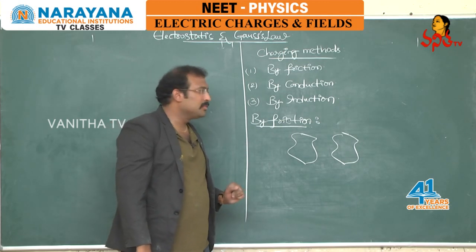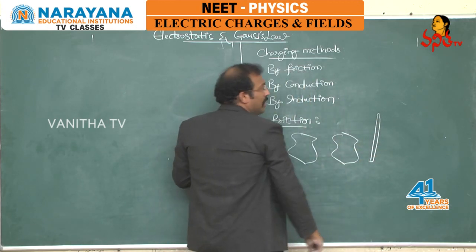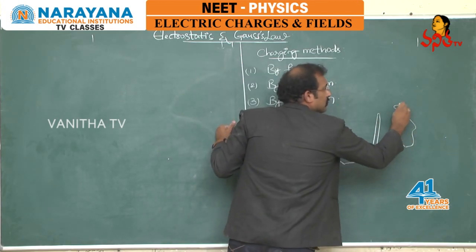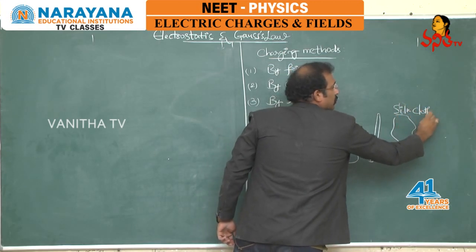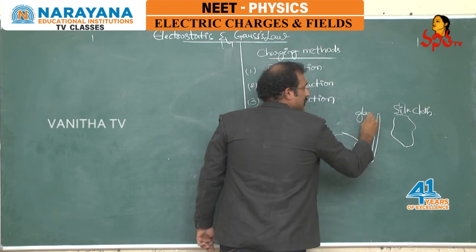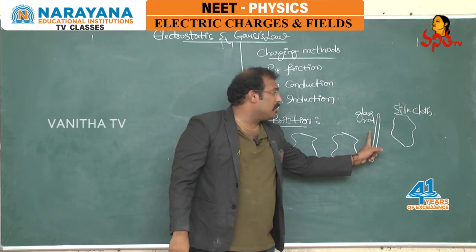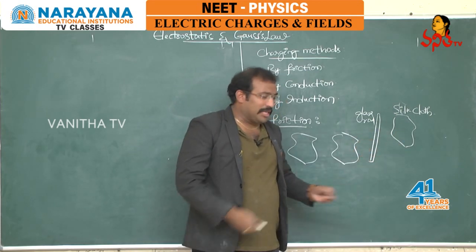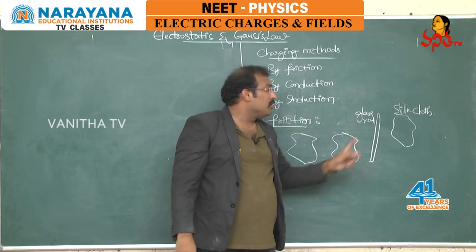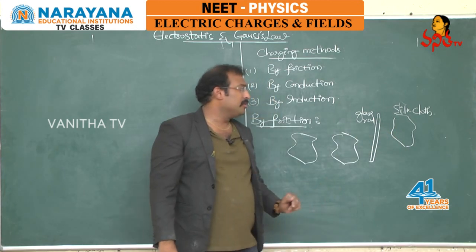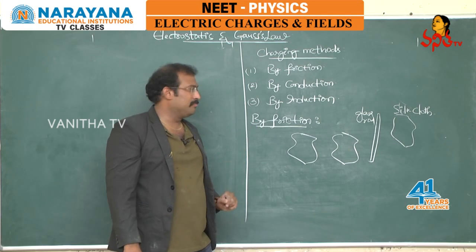For example, take a glass rod and a silk cloth. This is a silk cloth and this is a glass rod. When a glass rod is rubbed with a silk cloth, that is taking a glass rod and rubbing it like this, these two will get charged. This method of charging the bodies is called frictional method.